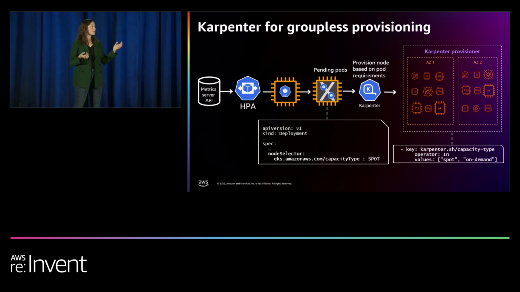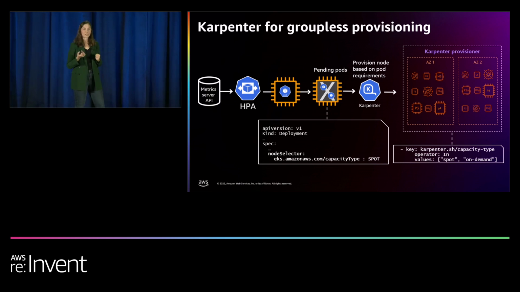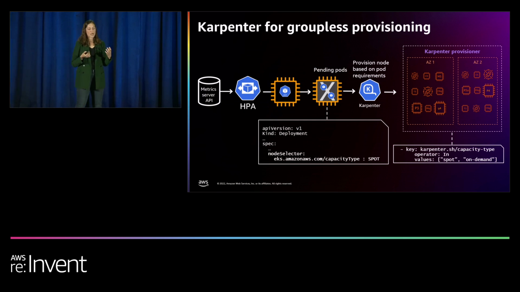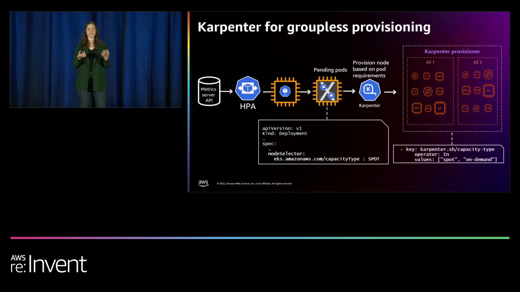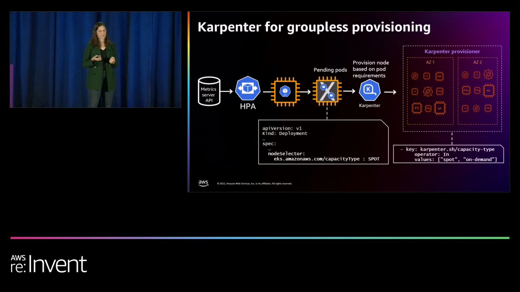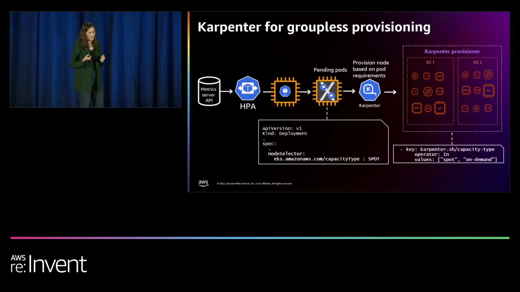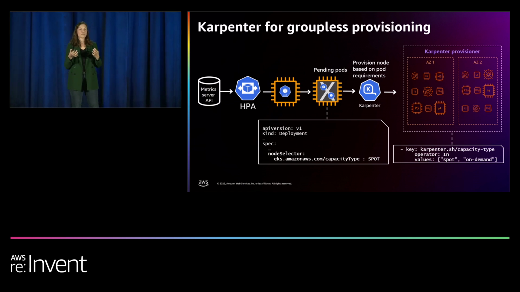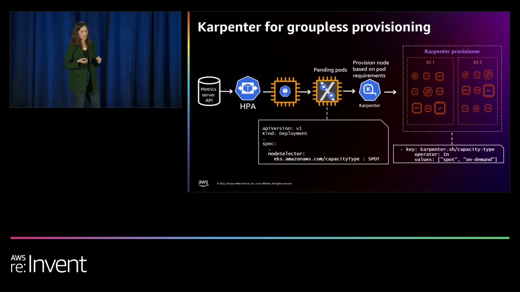We see now a similar flow of a scale-up activity. HPA created a pod. That pod became pending because there aren't enough resources in the cluster. Now Karpenter is in charge of provisioning a new node that can run the pending pod. On the right side of this slide, we see what we have available for Karpenter to provision.